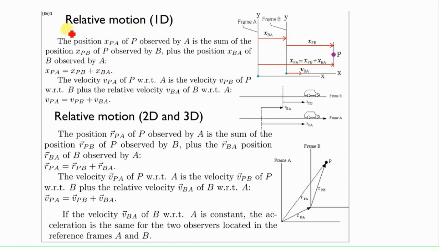So for the motion in one direction we consider a particle here. This is the particle, and this particle is moving with respect to two frames of reference. Here this is the frame A, with x and y, and this is another frame, with another x and y. So this one is the frame 1 and this one is the frame 2. The particle motion is to be observed with respect to the two frames of reference, frame A and frame B.